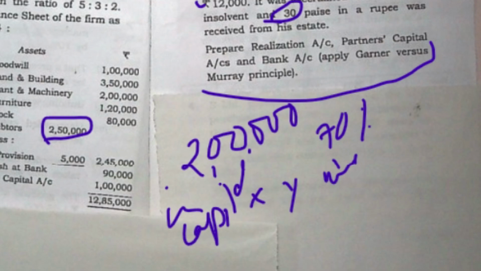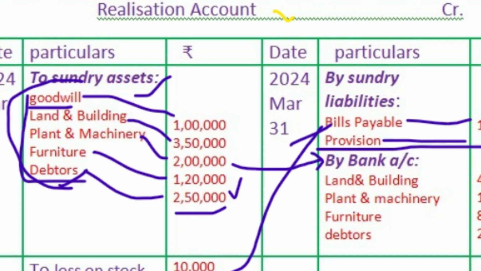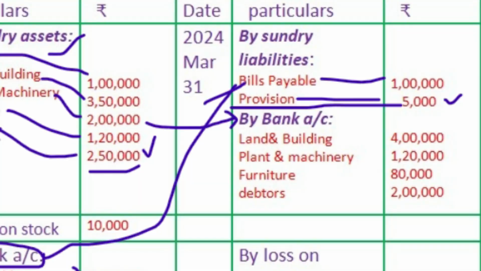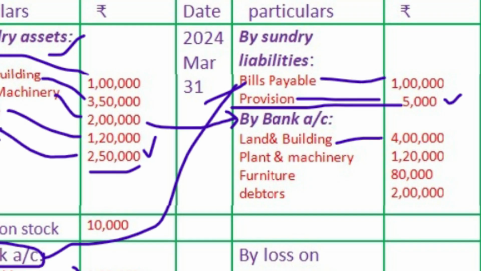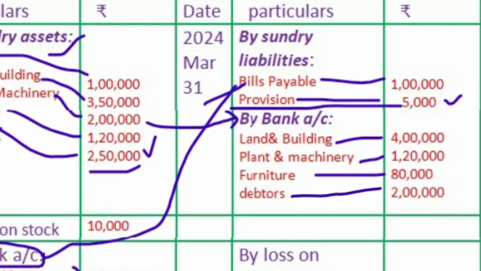Garner versus Murray principle is applicable. Now, what are the provisions or accounting treatment? I will explain in the respective place of Garner versus Murray. Okay, now you see the realization account on the credit side: land and building sold at rupees 4 lakh, plant and machinery 1,20,000, furniture 80,000, debtors 2 lakh.